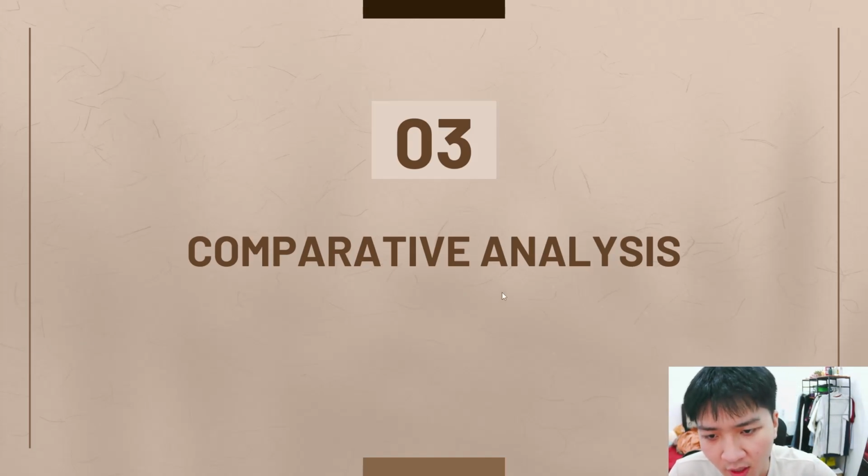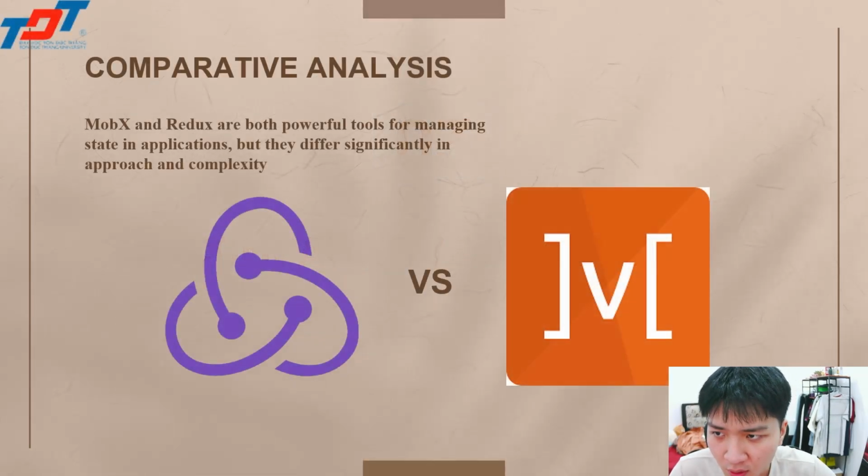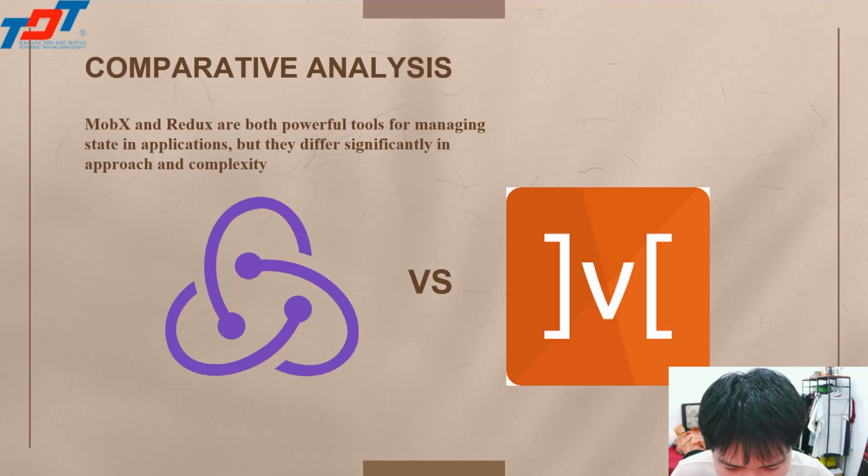So the next thing we're gonna discuss is the comparative analysis. And we see in here we got two things to compare, that MobX and Redux are both powerful tools for managing state in applications, but they differ significantly in approach and complexity. Redux is an application state management framework. Its main objective is to manage global state in the application. In principle, MobX can do the same, providing a comparison between these two approaches that clarifies MobX better.